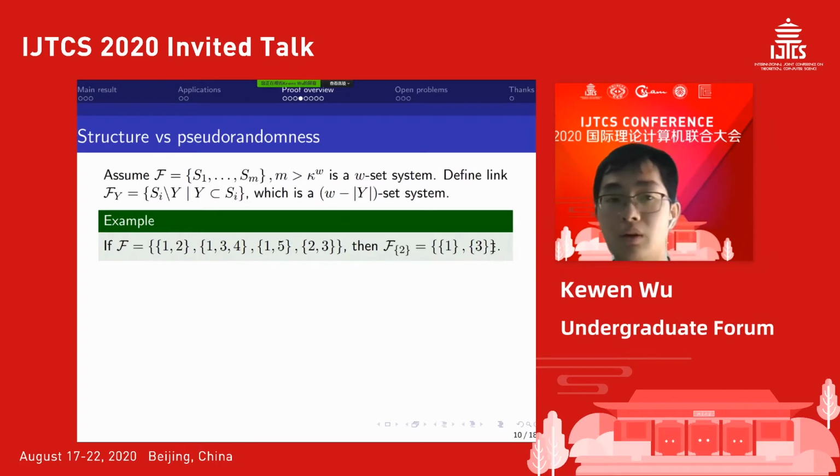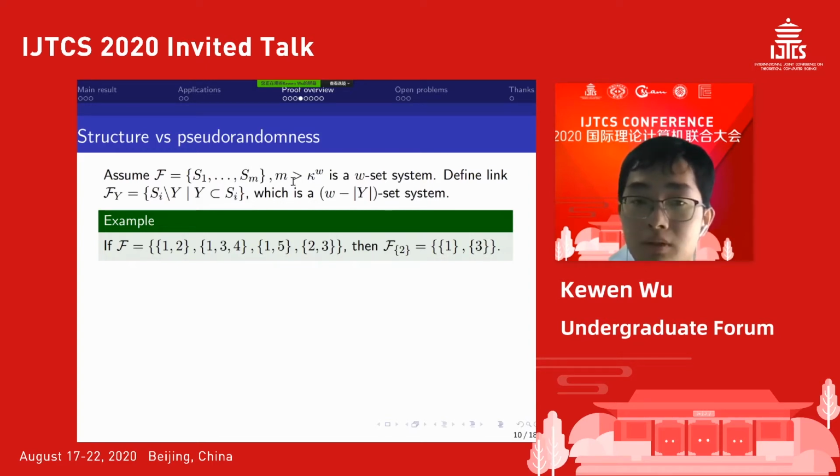So now let's focus on how we can deal with this robust version of sunflower. Let's assume F is a W set system and it contains S1, S2 up to Sm, m sets. And m is some parameter greater than kappa to the W. And we will optimize this kappa later. We define another notion, link, F of Y, where Y is some set. The link Fy is Si minus Y, where Y is contained in Si. This Fy is a W minus the size of Y set system.